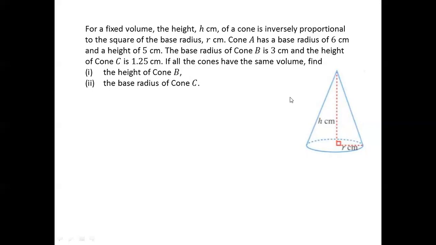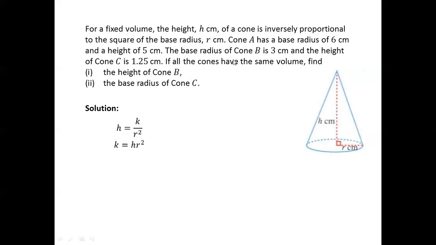Okay, so let's begin the solution to this problem by, of course, writing the general equation. Now, look at this one. H is inversely proportional to the square of R, which is basically this. Now, let's first solve for the k value. We have h times r squared. Notice that in this scenario, our first, second, and third conditions are actually the cones A, B, and C.